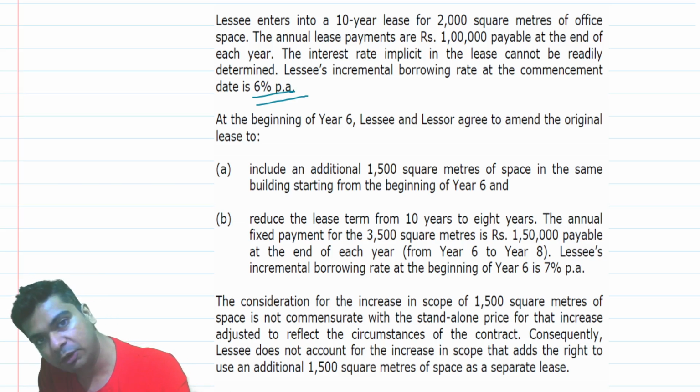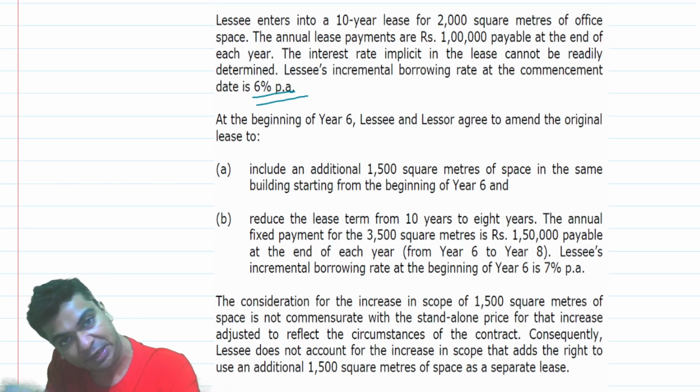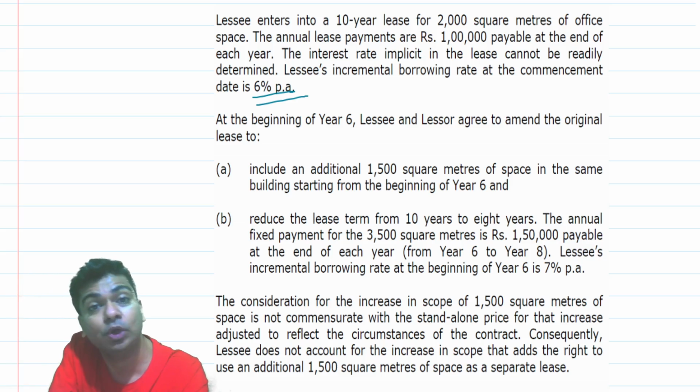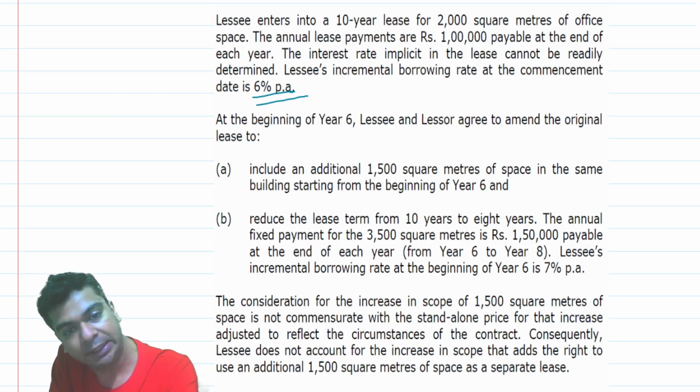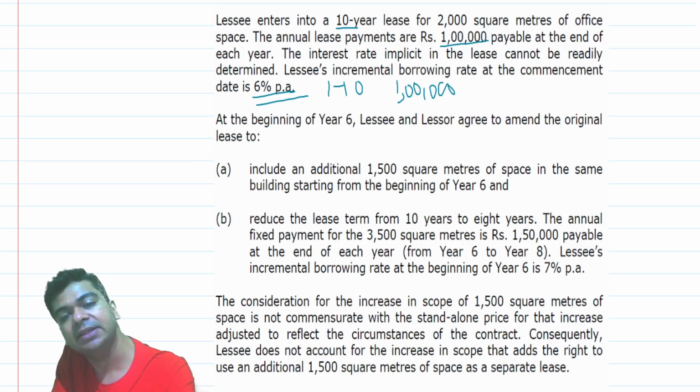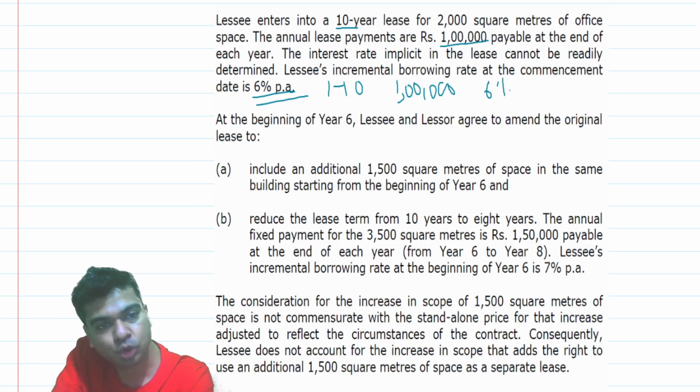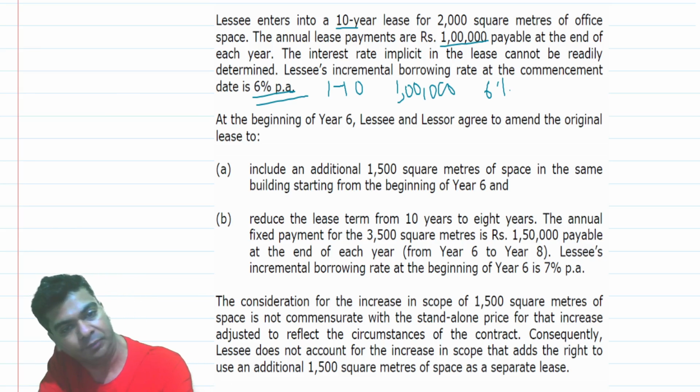If you are following the questions well, you will realize that this first portion of the question is absolutely the same as the earlier question. And hence I will pick up my answers from the earlier question only. See, once again, it is a 10-year lease, right? So it's a 10-year lease. Once again, the lease rent is 1 lakh. And once again, the discount rate is 6%. So that was a similar situation even in the earlier question.